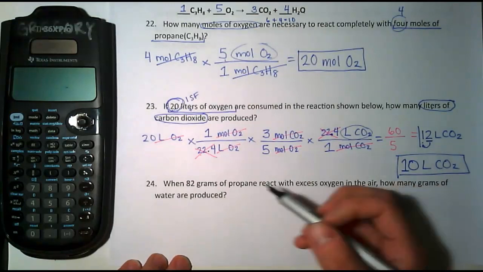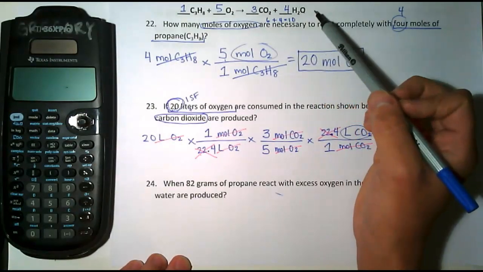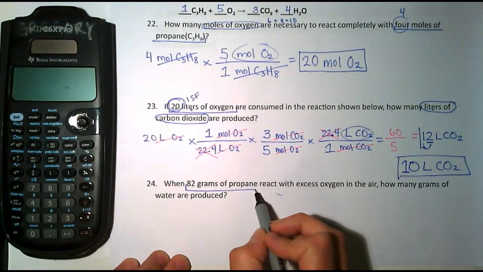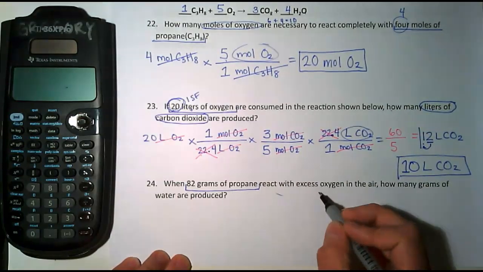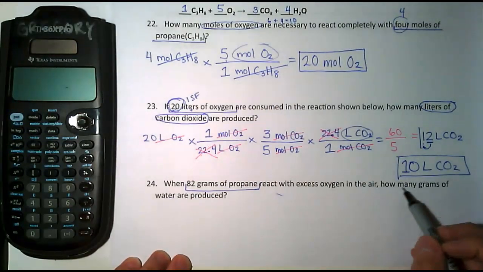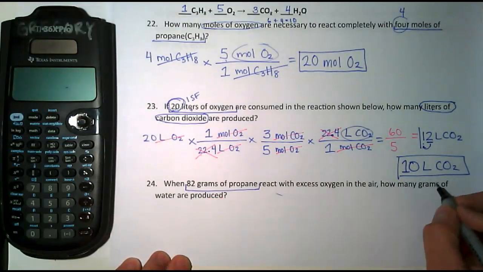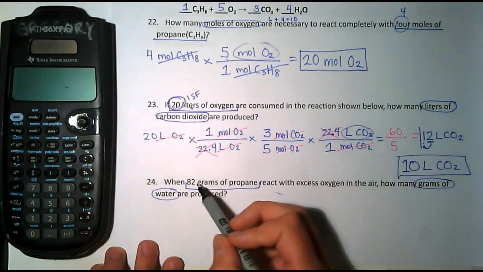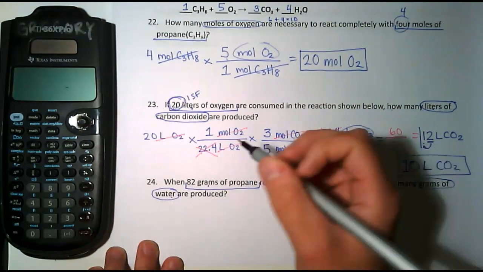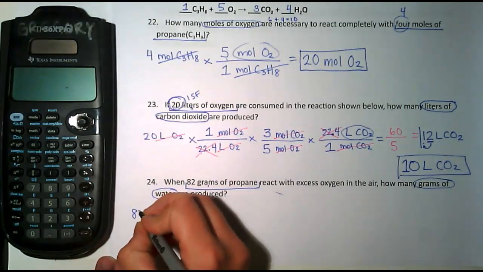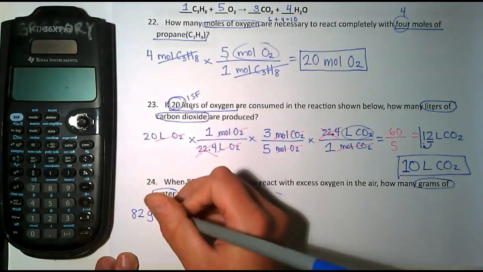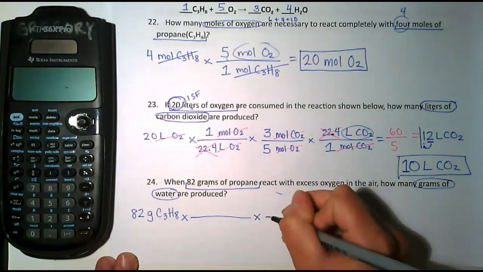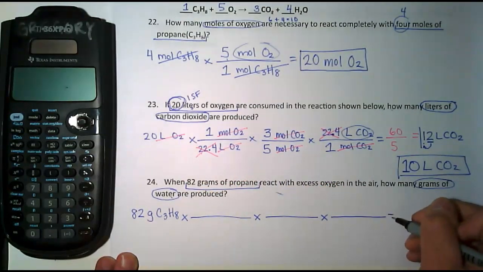And with that, we can proceed to number 24, the last problem in relation to this equation. It says when 82 grams of propane react with excess oxygen, so a whole bunch of extra oxygen, how many grams of water are produced? So how many grams of water, grams of H2O, are produced? So we have a gram to gram conversion. So we know that's going to be 3 steps. So we're going to start with 82 grams of propane, which is C3H8. And we're going to have 1, 2, 3 steps here.